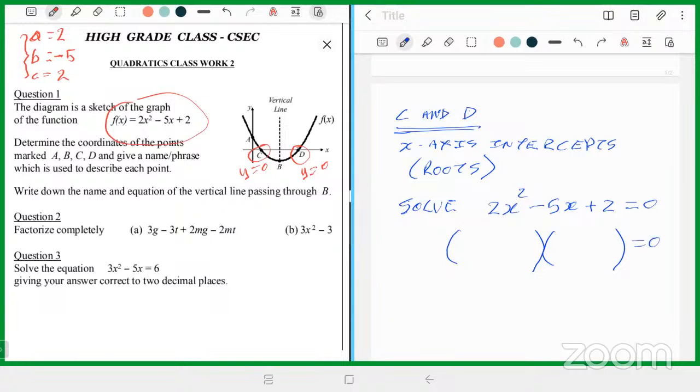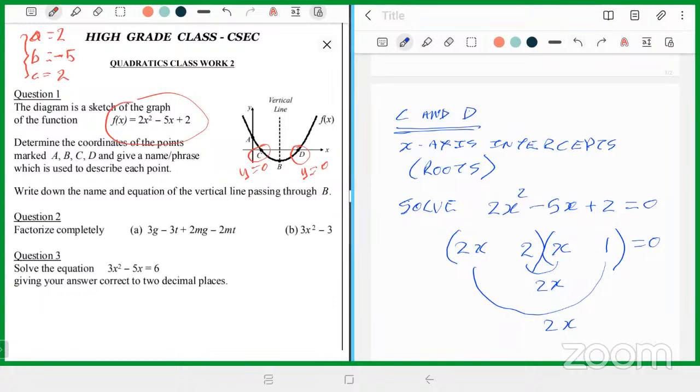Factors of the 2x can only be 2x and x. Factors of this 2 can only be 1 and 2. It's a matter of where we place them. Let's say we made a mistake and placed them in the wrong place. Let's say I put the 2 here and the 1 here. My far product would be 2x, and my near product also will be 2x. And this plus is telling me that I have to sum those two products to get my middle value. But 2x and 2x is 4x. My middle value is a 5x.